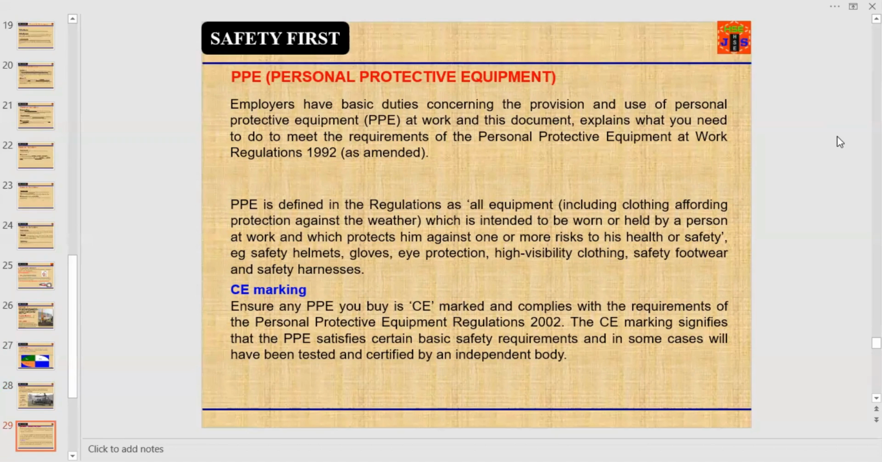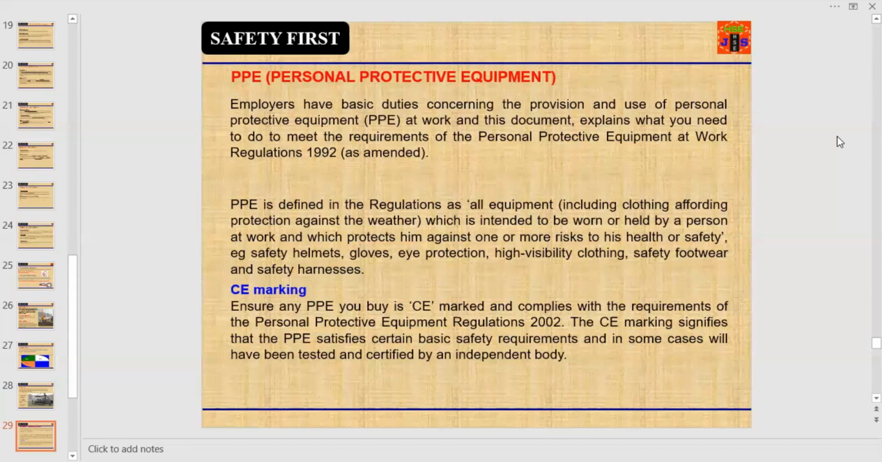Dear friends and fellows, several people are engaged in a lifting operation. For example, crane operator, signalman, banksman, rigger, slinger, crane supervisor, crane coordinator, lifting appointed person, and the other persons who are working in close proximity where the lifting operation is being carried out. It means the use of personal protective equipment is mandatory.